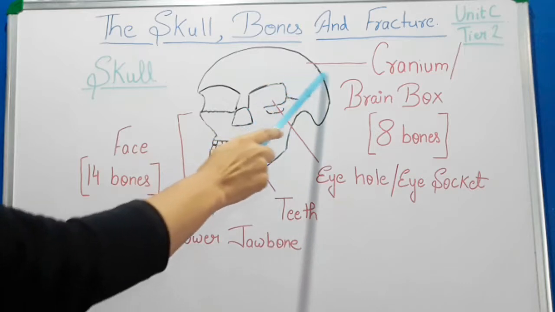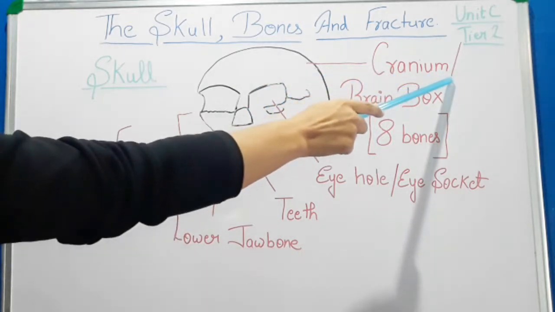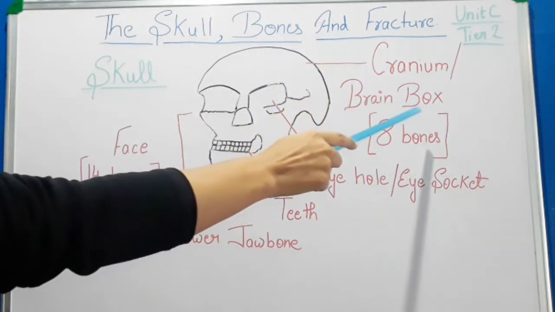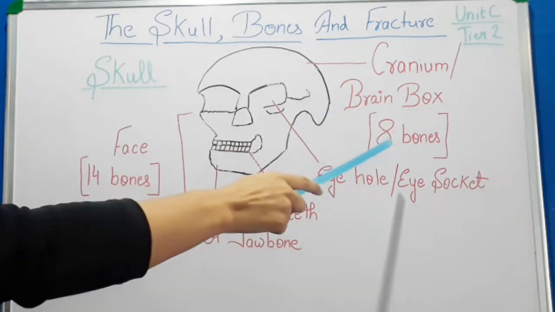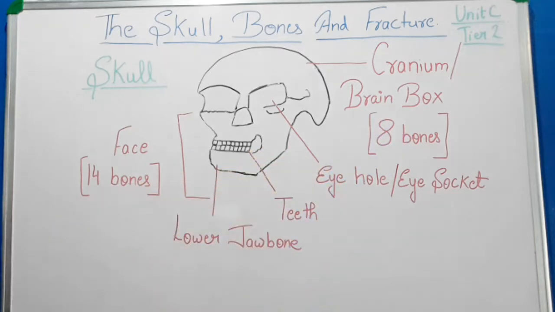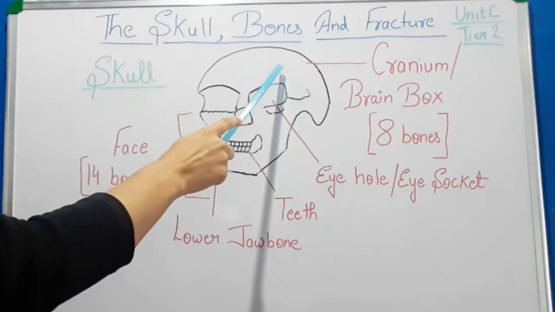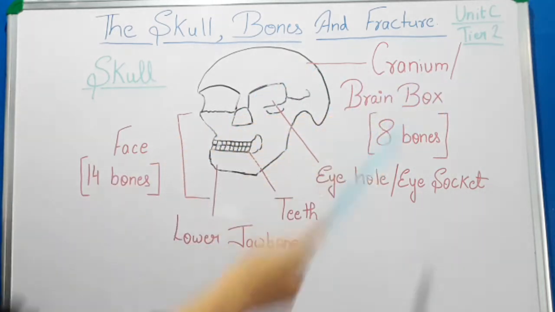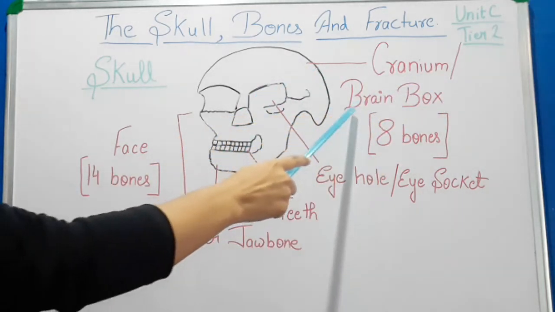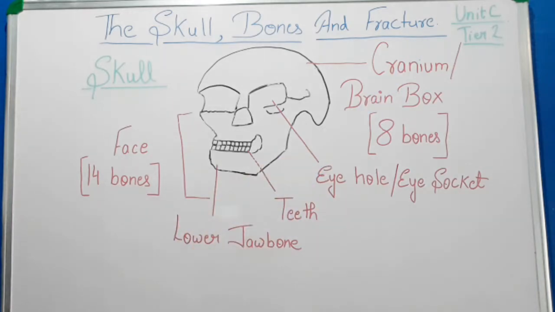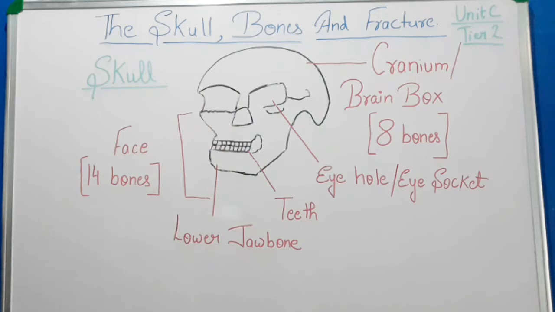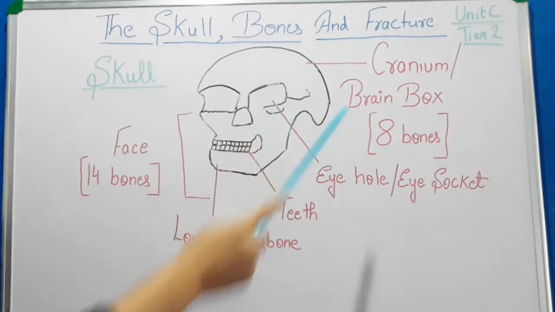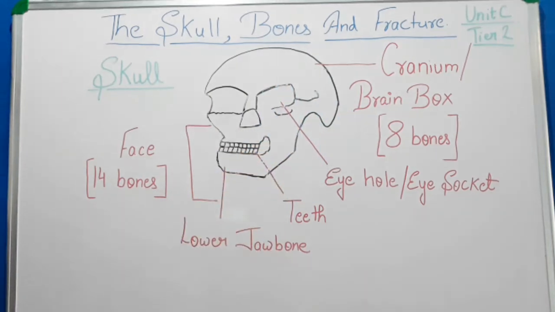Okay, so this part is called the cranium or the brain box. The cranium is the part of the skull which is made up of 8 bones, and these 8 bones are interlocked together. The brain is present inside the cranium, therefore it is called the brain box. This cranium protects the brain from shocks and injuries.